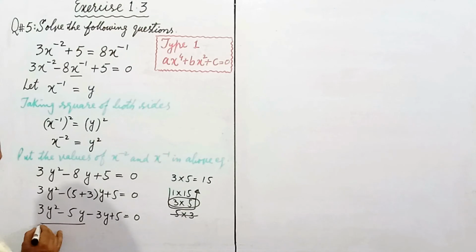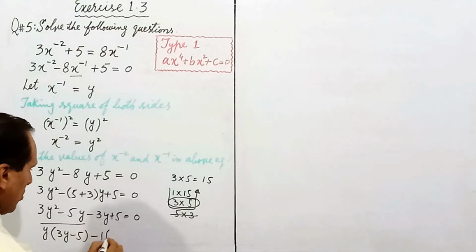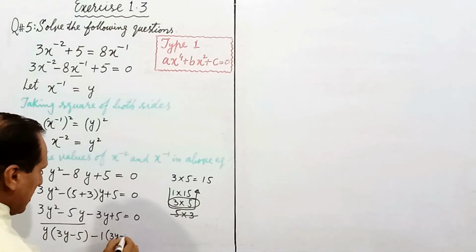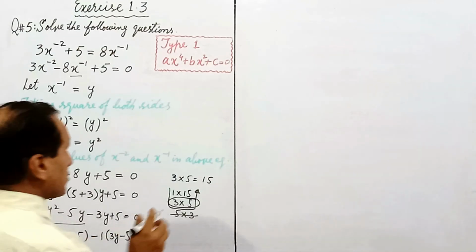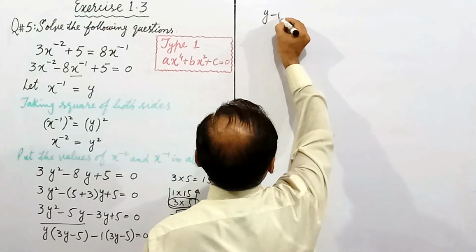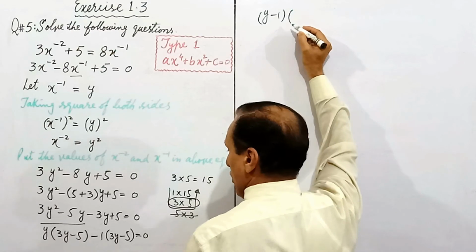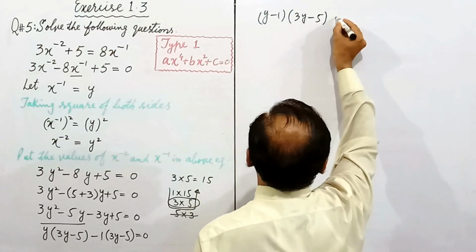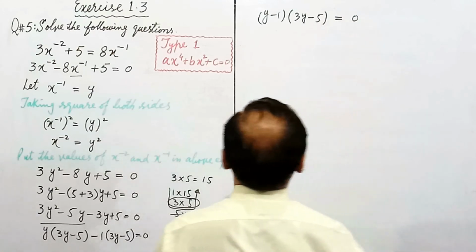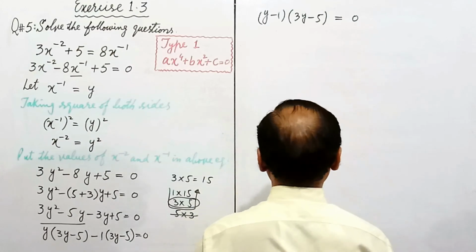In the first two terms we take y as common, we have y into 3y minus 5. Minus 1 is taken as common, 3y minus 5 is equal to 0. We write y minus 1 as the first factor, and according to the right property of taking common, 3y minus 5 as the second factor, equal to 0. As the product of the two factors is equal to 0, now there are two possibilities.